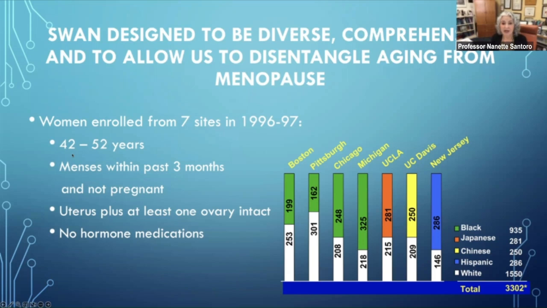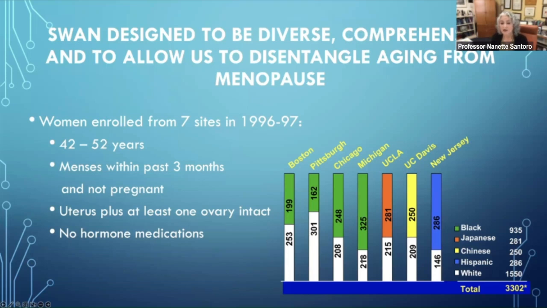They needed to be defined as being regularly cycling, so still in that pre-stage or in the early transition stage. They were not later than that. So they had to have at least a period within the past 3 months, no hormones, not pregnant, and to have a uterus and at least 1 ovary so that we could track bleeding.